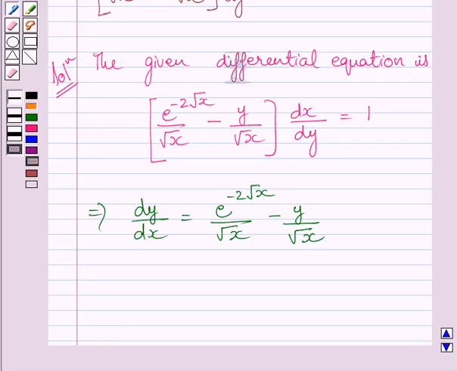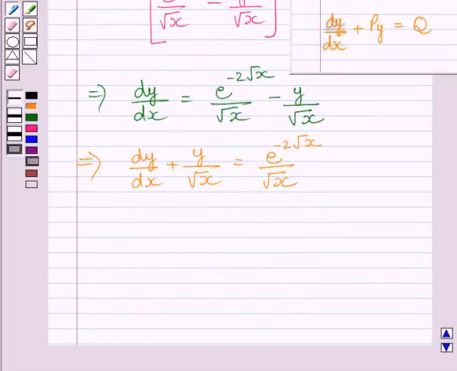Now adding y upon root x on both the sides of this equation, we get dy upon dx plus y upon root x is equal to e raised to the power minus 2 root x upon root x. Now clearly we can see this is the linear differential equation, or we can say this is the equation in this form.